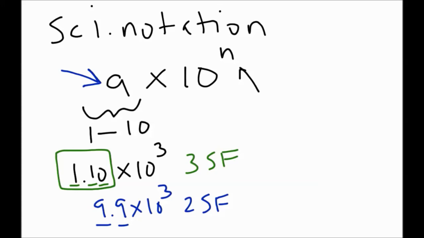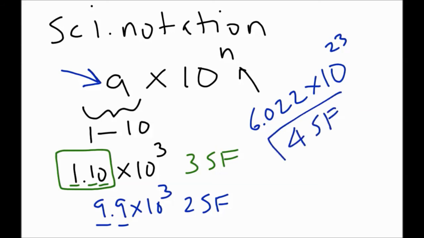Let's try another one here. 6.022 times 10 to the 23rd is a number that you're going to see pretty often later on in chemistry. Hopefully you figured out that this has 4 significant figures in it.